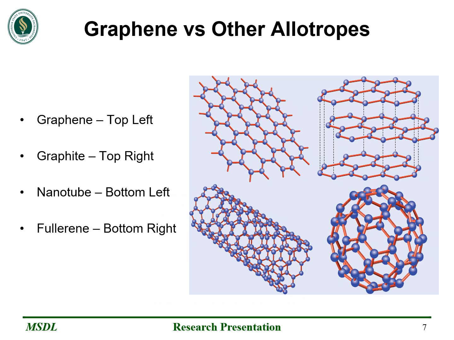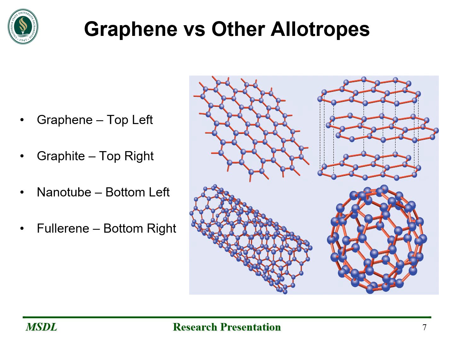Graphene versus other allotropes. On the top left, you can see graphene. Graphene is a two-dimensional material made up of a single layer of carbon atoms arranged in a hexagonal lattice, as shown in the figure. As you can see on the top right, graphite is a three-dimensional allotrope of carbon composed of many layers of graphene stacked on top of one another.